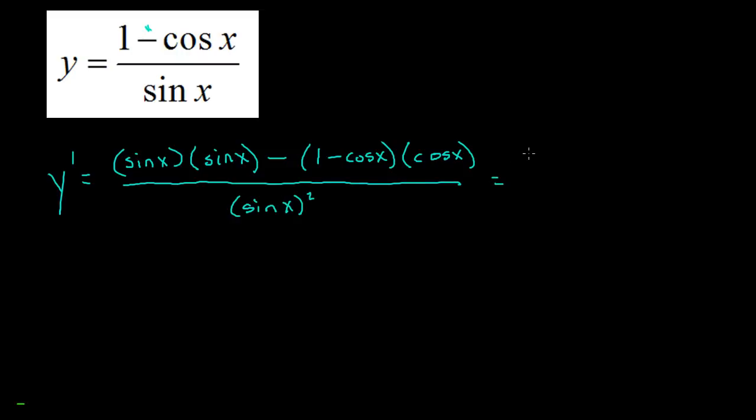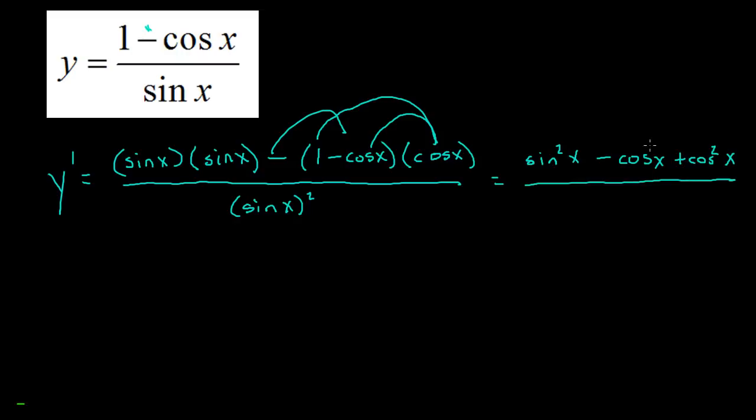All right, let's see here. On top, sine times sine is sine squared of x. Let me do a little bit of distribution here. That's going to be 1 times cosine is cosine, but don't forget the negative. Negative cosine times cosine is negative cosine squared, but because of this negative, it's now going to become positive cosine squared. And remember, instead of saying sine quantity squared, I can write sine squared, put it right there.